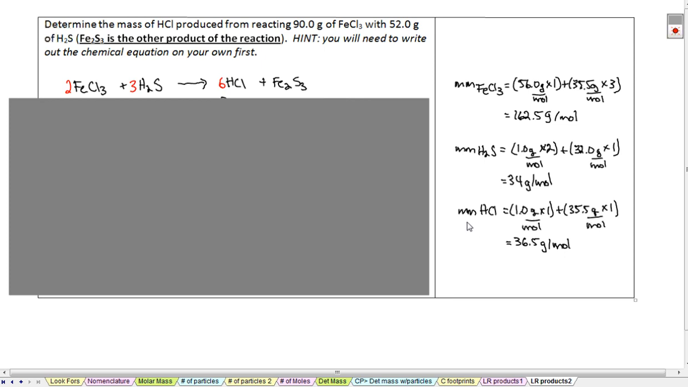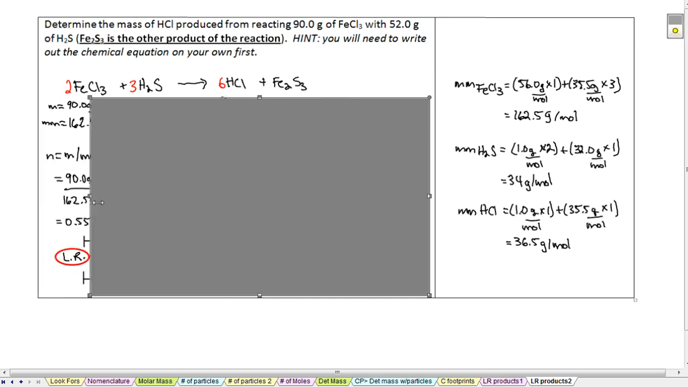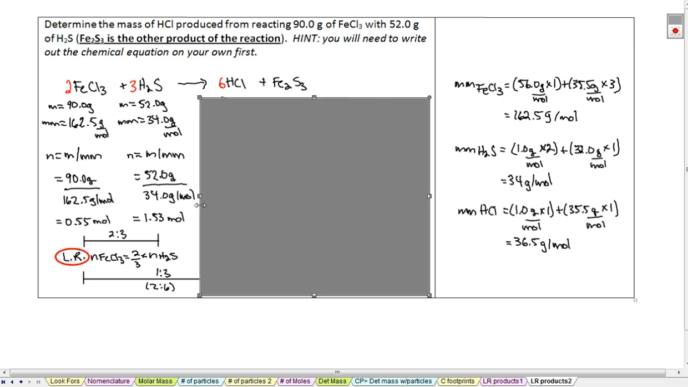So once I have that done, that's my intermediate step to go from mass to moles. Easy stuff now. Bob's your uncle. We can whip through this really quickly here, and we'll pull back the curtain, and hopefully you're starting to see the patterns in how we approach these questions. So I take my masses, my molar masses, and I find moles. Moles is always m over mm. So 90 over 162.5, 52 divided by 34.